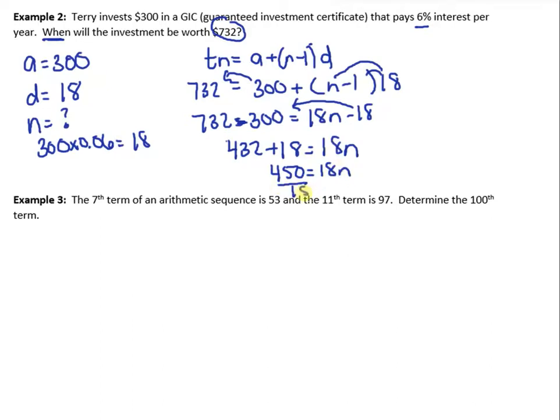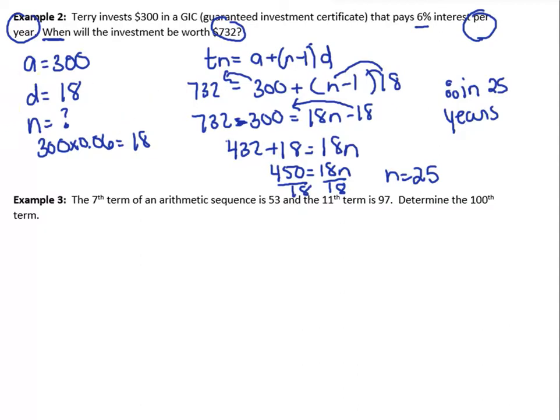Okay, divide both sides by 18. I get n equals 25. So term number equals 25, but that makes sense in this question, because if he gets paid 6% interest per year, when will it be worth $732? Therefore, in 25 years, it will be worth $732.